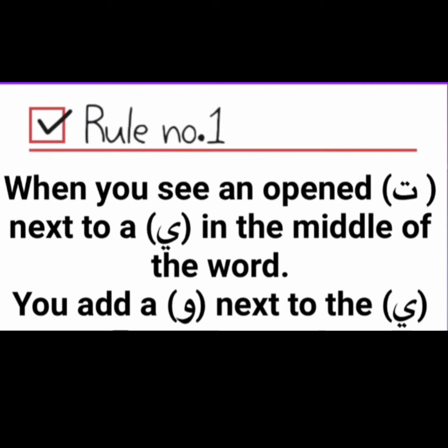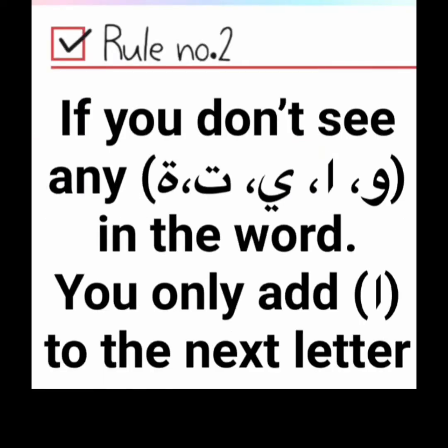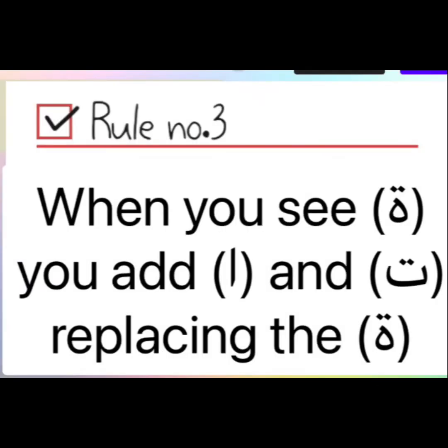Rule number 2. If you don't see any waw, alif, ya, open ta, or closed ta, ta مربوطة in the word, you only add alif to the next letter. Now again, I just want you for now to write this down. Rule number 3. When you see ta مربوطة, you replace it with a mad and ta مفتوحة in the end of the word.